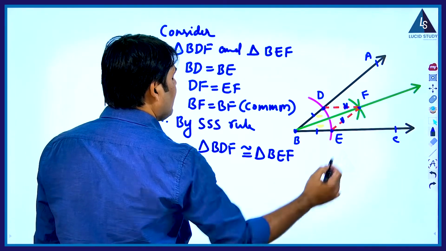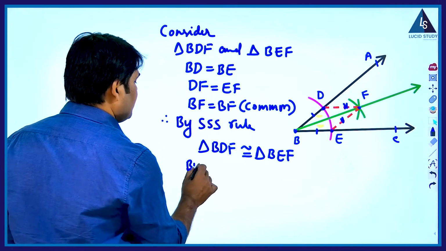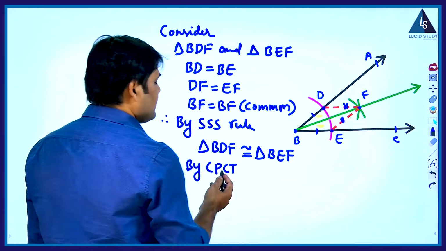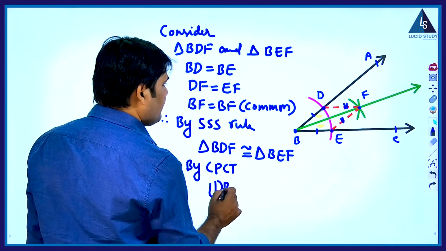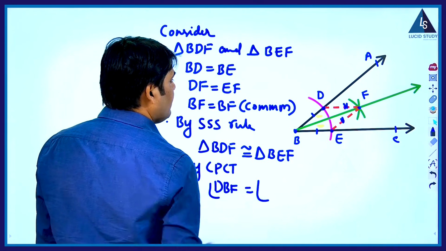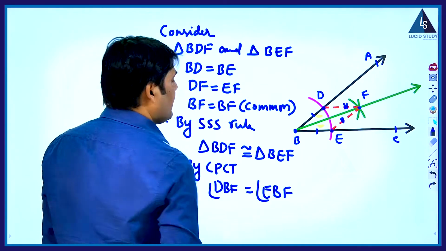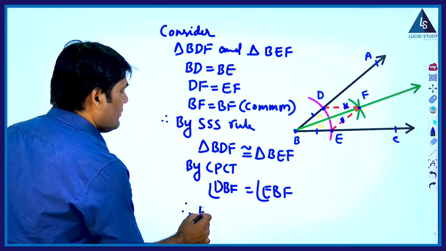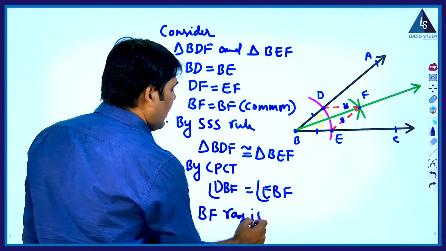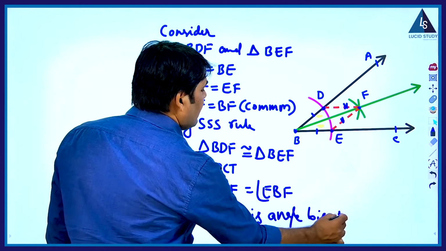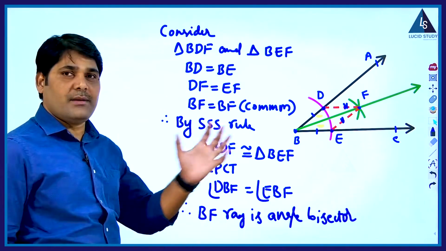If two triangles are congruent, by CPCT, corresponding parts of congruent triangles, we will write angle DBF is equal to angle EBF. Hence ray BF is an angle bisector. This is the justification for angle bisector.